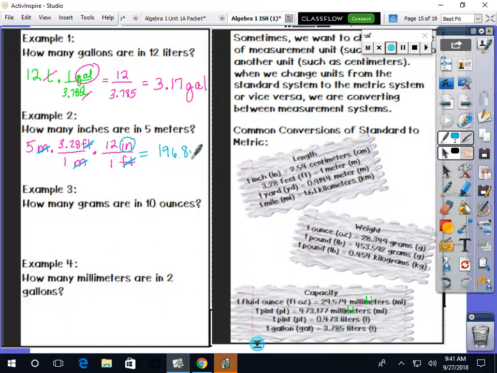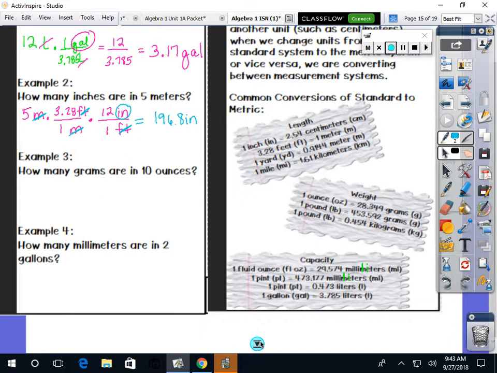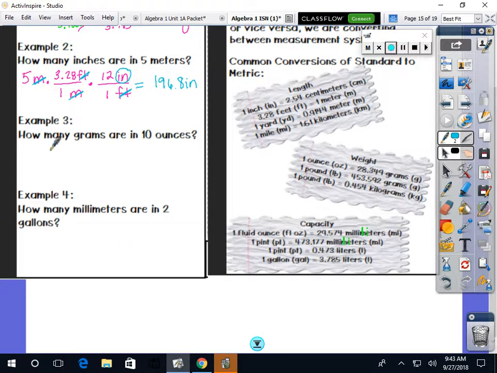And that is inches. Okay, why don't you go ahead and try example 3 by yourself before I do it with you? To try it by themselves? Okay, let's look at example 3 then. What did you start your conversion chain with? Right, 10 ounces.